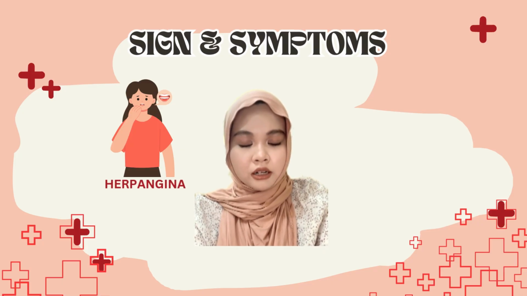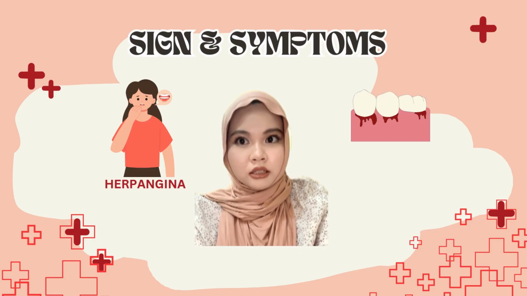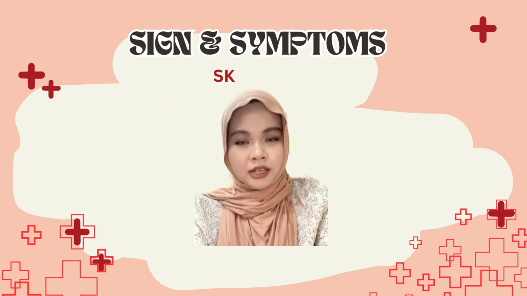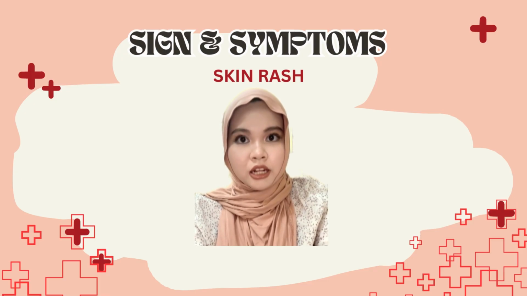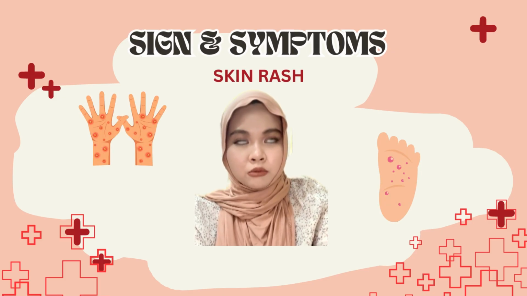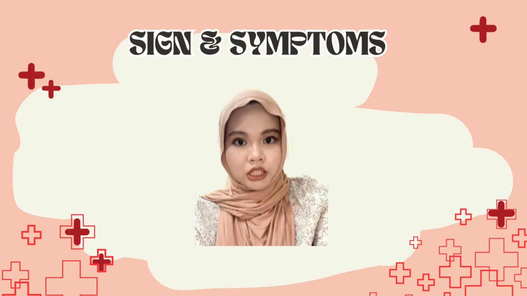Herpangina causes red spots that turn into ulcers that can be found on gums, tongue, inside cheeks and throat. Next, skin rash. Skin rash is flat or raised red spots that sometimes come with blisters. They are common on palms, soles, buttocks and legs. In most cases, they are not itchy.